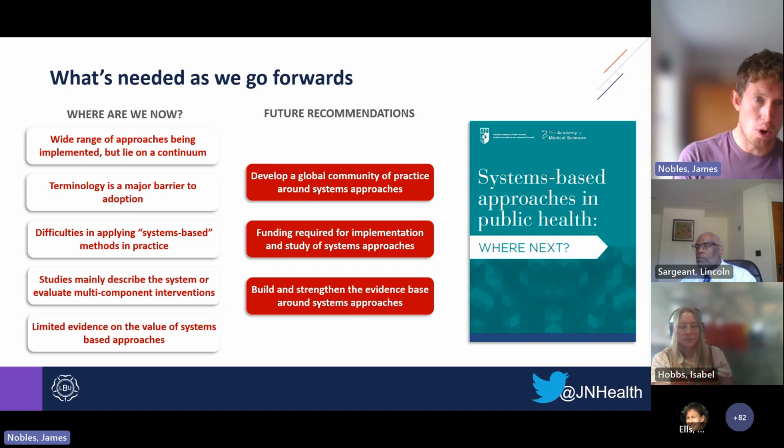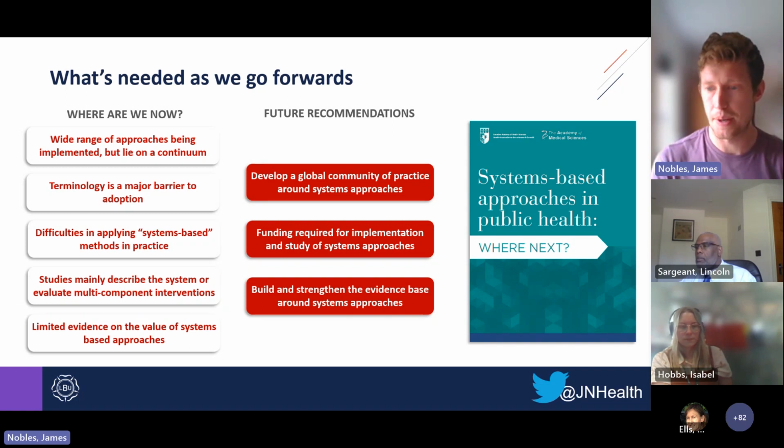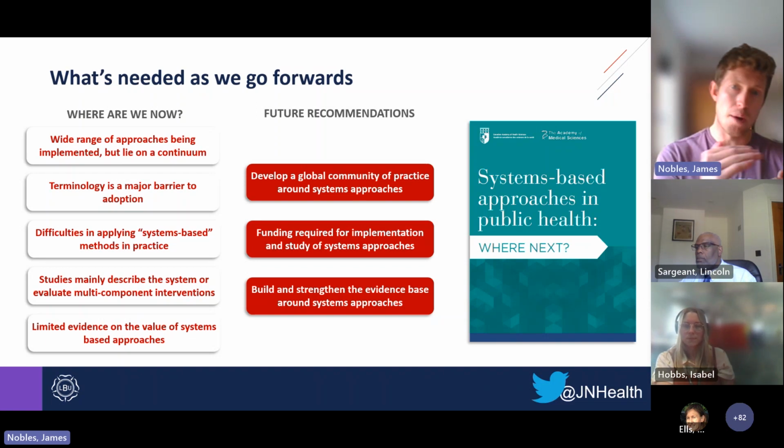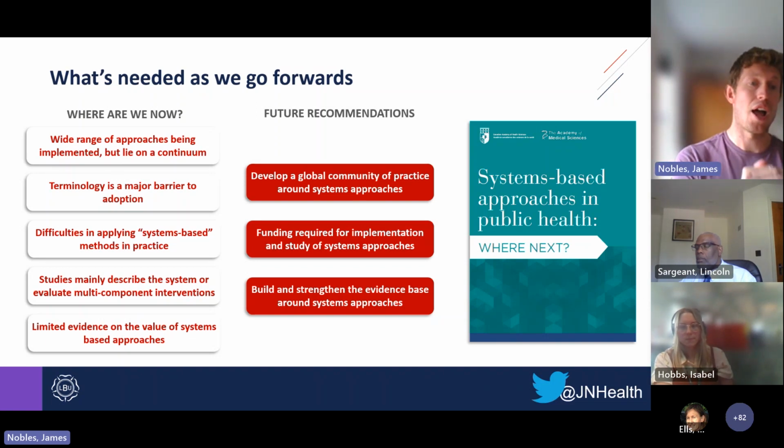It says within this report to maybe do that at a global level, but I think there'll be an awful lot of benefit in doing this at a global, national and local level, because these kind of systems approaches are being applied at many different levels.